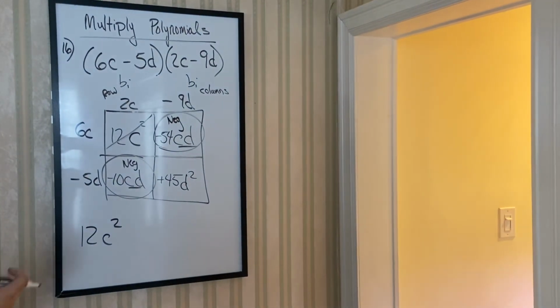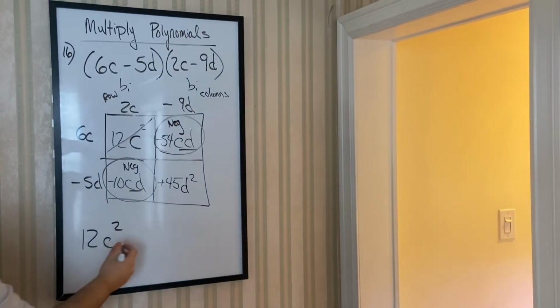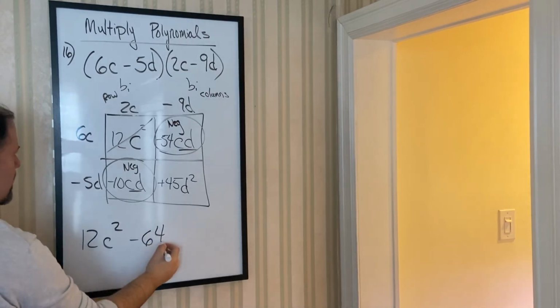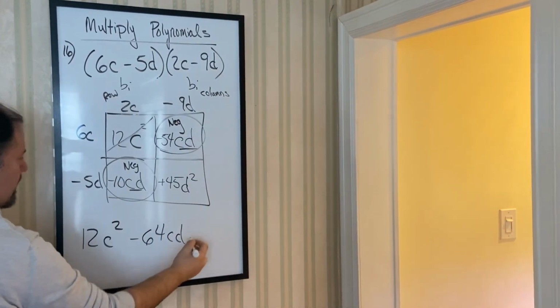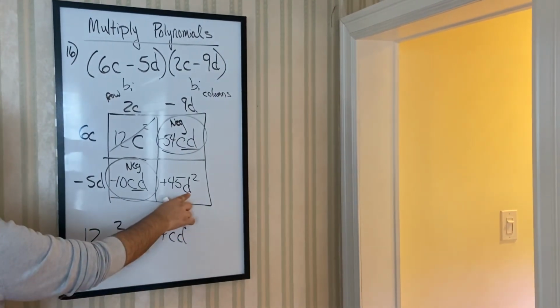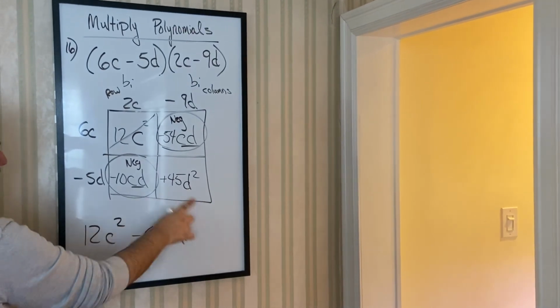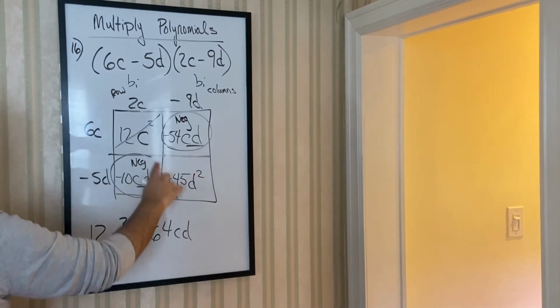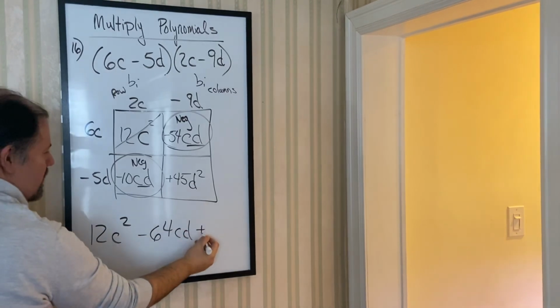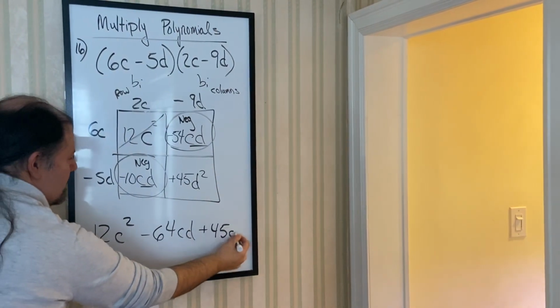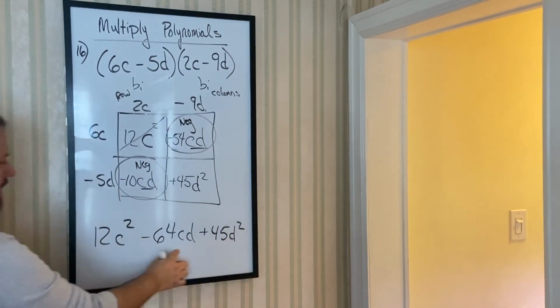Negative and a negative, this time we're going to add, and we get negative 64CD. And then this one, since it has no C's, will go last. There's no other D squareds here, so it's going to be just a positive 45D squared. And that's your final answer.